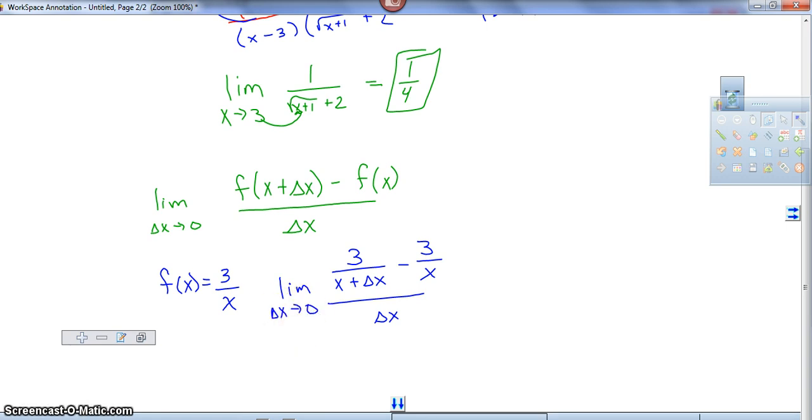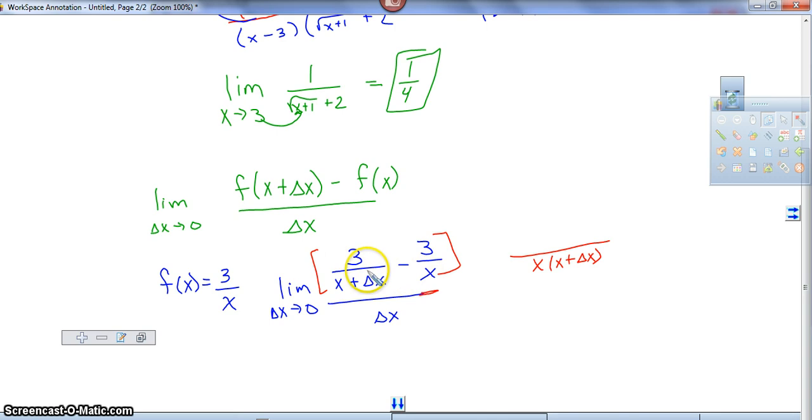Now, I like this one because I've tried to show you different types. This one you see every so often. You see how you have a fraction over a fraction. That's something that happens in calc a lot. So what we need is a common denominator of these. Okay? So my common denominator is x times x plus delta x. The common denominator of that is just the 2 multiplied together.